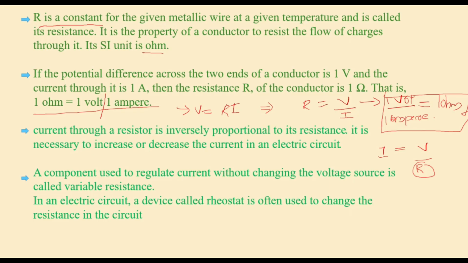A component used to regulate current without changing the voltage source is called a variable resistor. That is, it regulates the current without changing the voltage. In an electric circuit, a device called a rheostat is often used to change the resistance. The rheostat is the major component to control the resistance of the circuit.